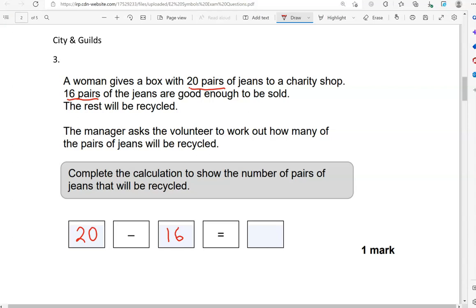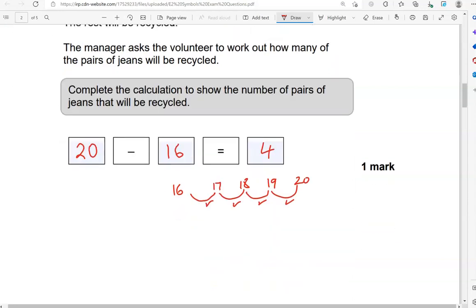What do we need to add to 16 to get 20? So 16, if I add 1, get 17, another 1, 18, 19, 20. So I've added 1, 2, 3, 4. That's the difference between 16 and 20. So 20 take away 16 equals 4.